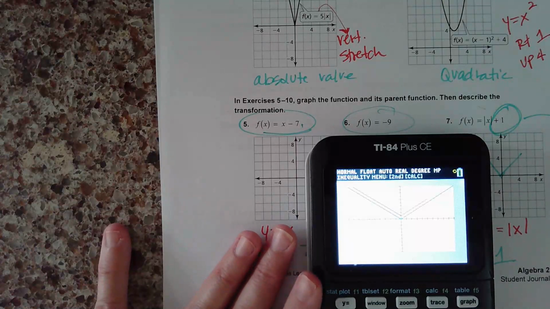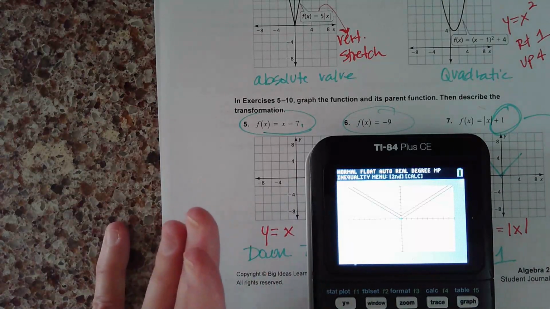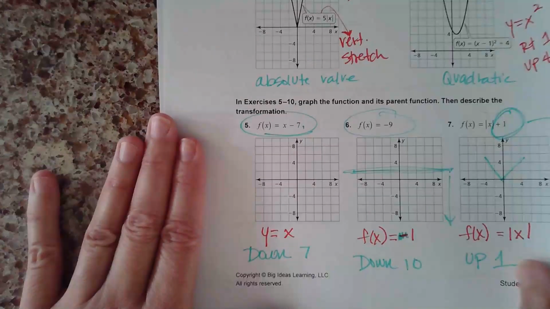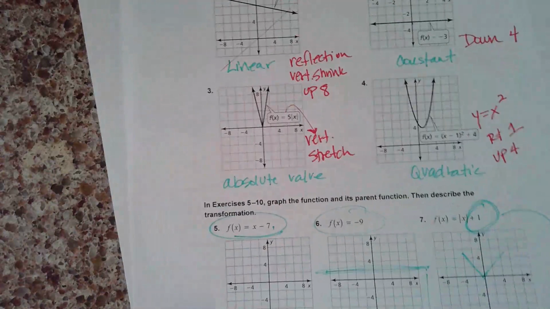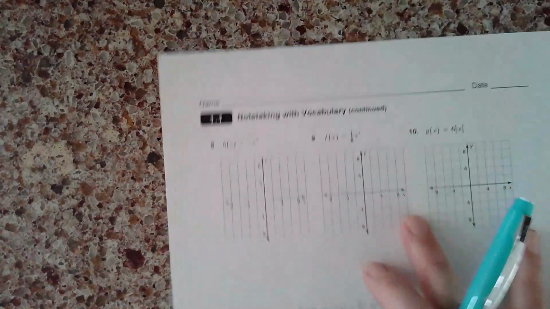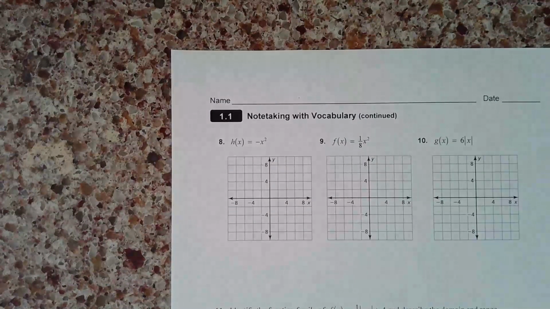So notice how the graph is literally the same thing, just shifted up 1 spot. So again, obviously you can check it with your graphing calculator, but I'd like us to get in the habit of looking at the function itself and looking at the equation to be able to determine whether or not it is shifting up, down, left, or right.